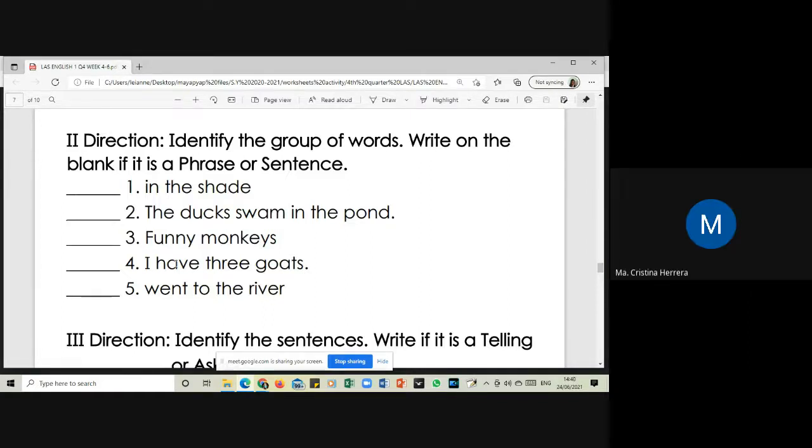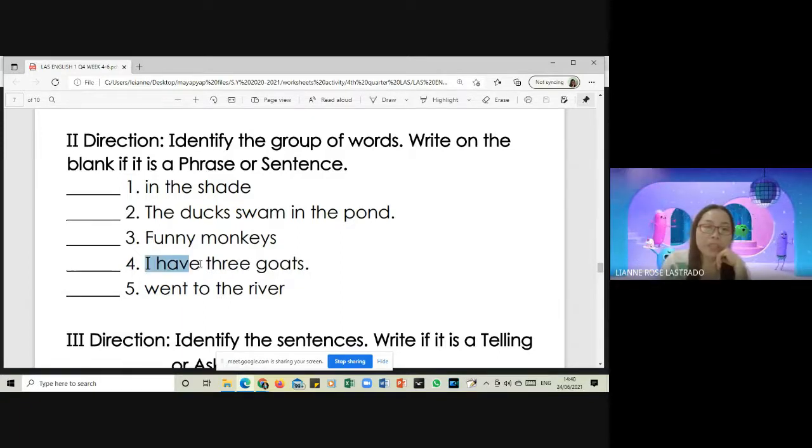Funny monkeys. What is that? Correct, it's a phrase. Okay, number four. Millicent Zoe, what is the answer here? I have three goats. What is that? Sentence. Very good. It's a sentence.